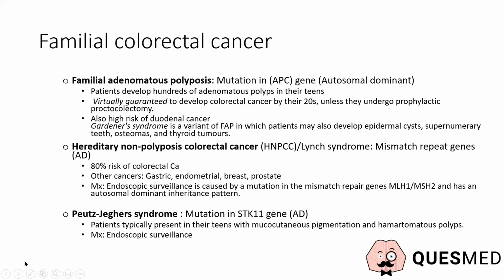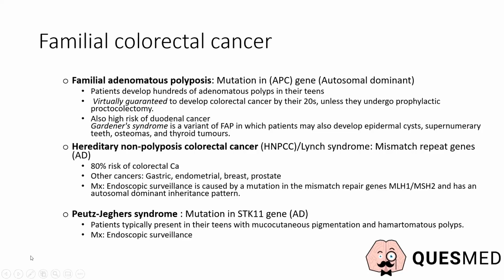HNPCC, or Lynch syndrome, is caused by germline mutations of DNA mismatch repair genes, and it carries around a 30 to 70% risk of colorectal cancer. It's also associated with gastric cancer, endometrial cancer, breast and prostate cancer. Colonic tumours tend to be right-sided tumours and mucinous. These patients are offered colonoscopy every 1 to 2 years from age 25 and are often offered prophylactic surgery.